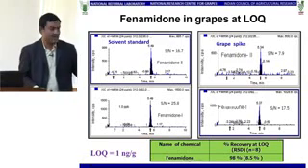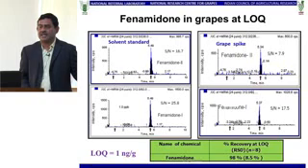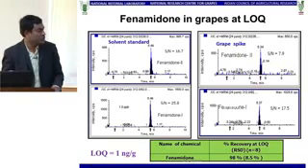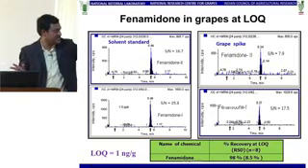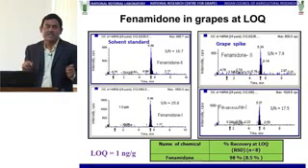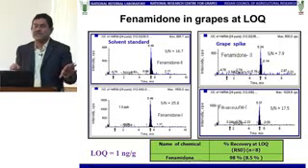And when this spiked sample is extracted in at least 6 replicates, your relative standard deviation should be below 20%. So these are the certain things. Here is a very good result, like 98% recovery with 8.5% relative standard deviation. This type of information is very important, which justifies whether your result is accurate or not.